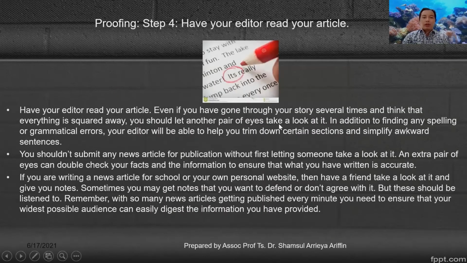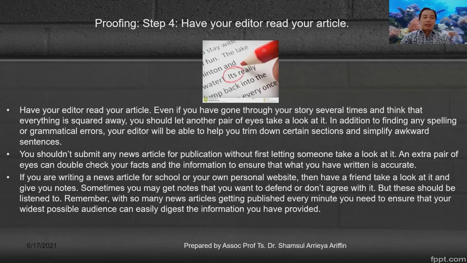Even if you have gone through the story several times and think that everything is squared away, you should let another pair of eyes take a look at it. In addition to finding any spelling or grammatical errors, your editor will be able to help you trim down certain sections and simplify wordy sentences, right? Maybe it seems that the sentence you wrote is correct, but it's not right. Maybe it sounds very weird. Yeah. So this person can detect that, and then they can improve your writing style.